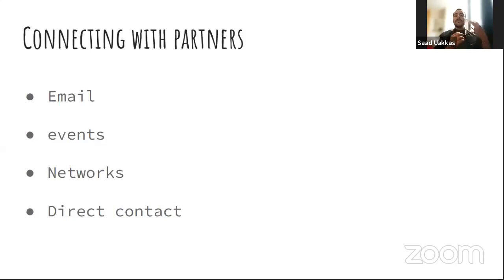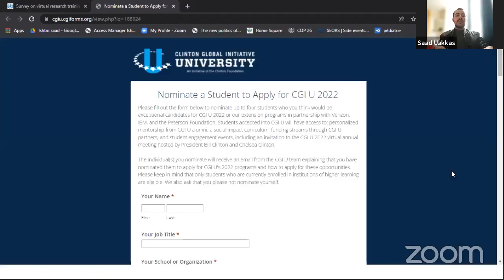Networks as well. If you know, for example, a professor, and the professor knows someone from the ministry, your professor can link you with someone and with a partner. So your network, your people, can link you with other partners, and then also direct contact. For example, if you want to go to the UN office, you would go there to their office and take an appointment or whatever. Those are just some tools that you can use to make your partnerships happen. So that's when it comes to partnership creation.